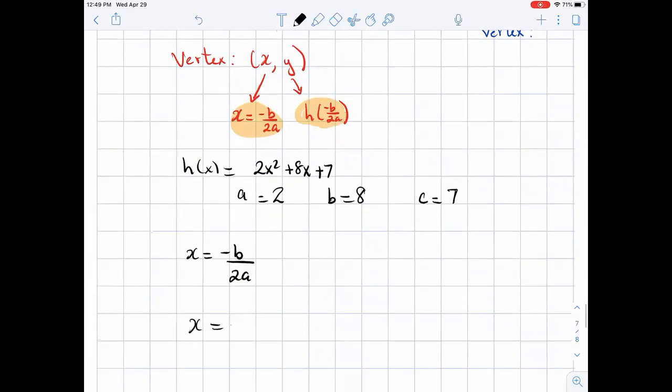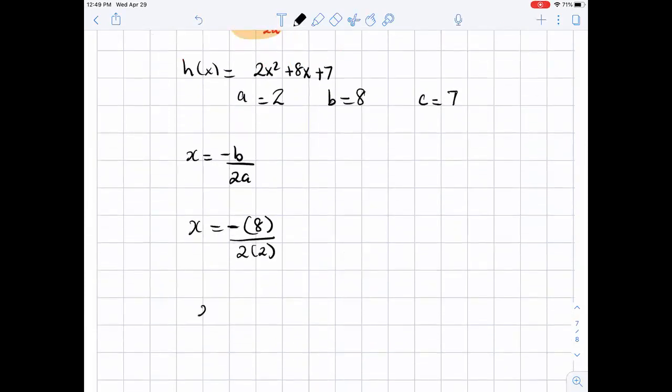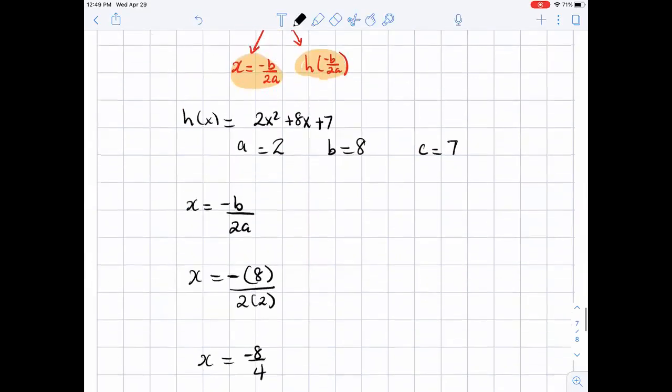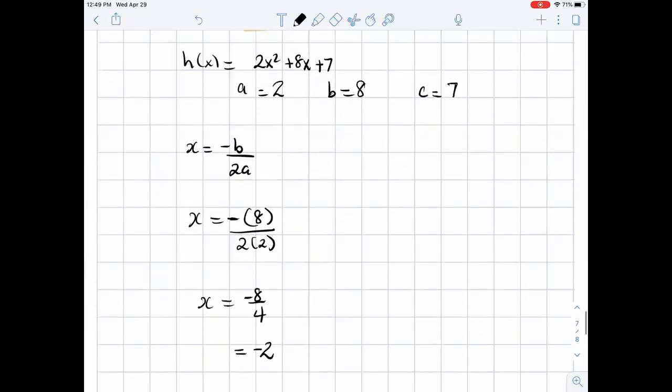So x is equal to minus, and instead of b, we're going to write 8 over 2 times a, which is 2. So x is equal to minus 8 over 4, which is equal to -2. Do you agree with that? Yes. Now, what does this mean? Well, if we have an x value, you have just found the x value. And you know from basic algebra, how do you find the y value?